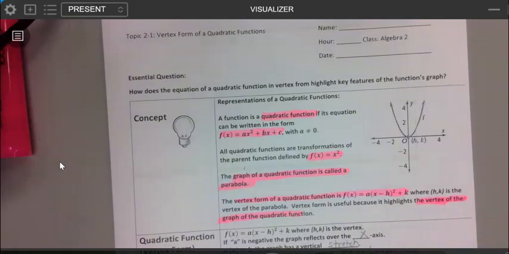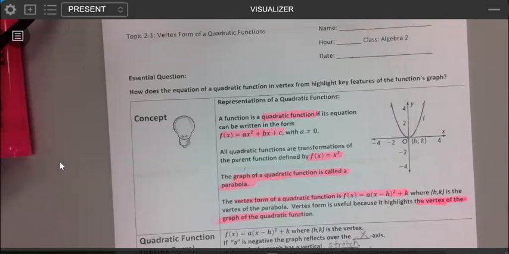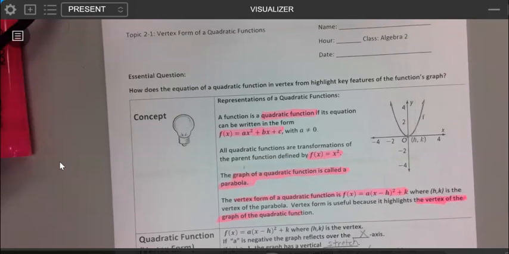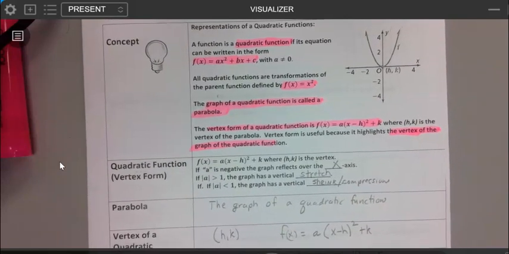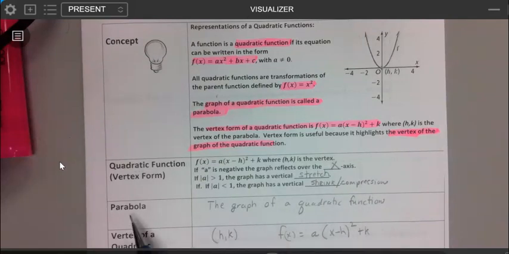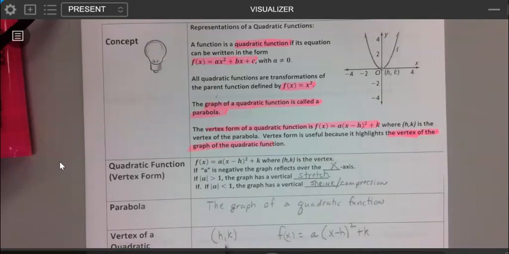Parabola is the graph of a quadratic function. The vertex of a quadratic is h comma k. And of course, we've already talked about this. This is the equation in vertex form, which is a times x minus h quantity squared plus k. So the graph of a quadratic function is called a parabola, and in vertex form, f as a function of x is a times the quantity x minus h quantity squared plus k.